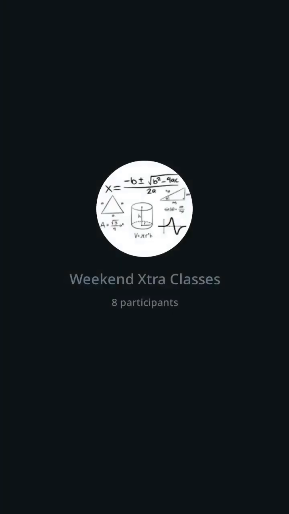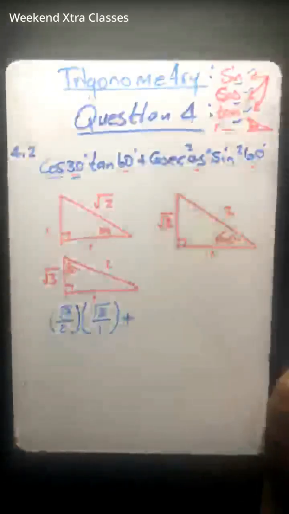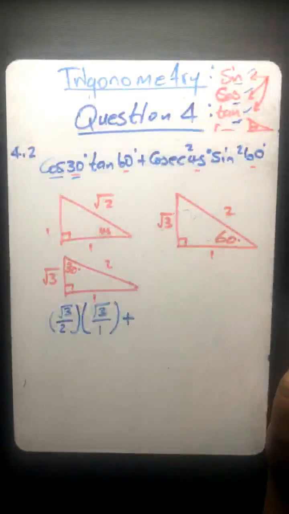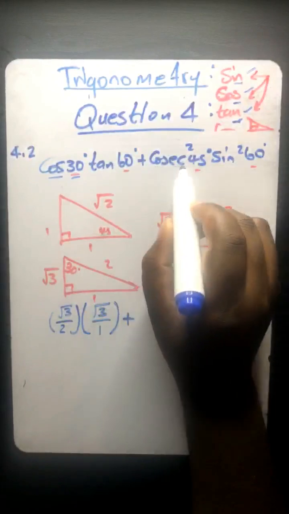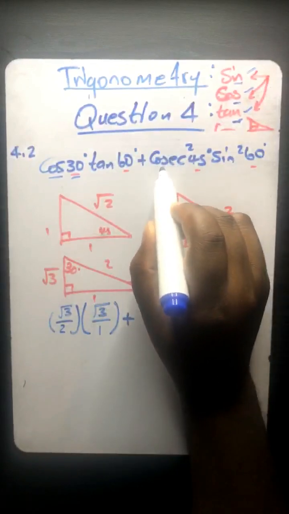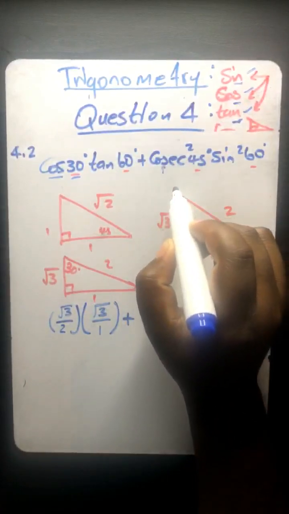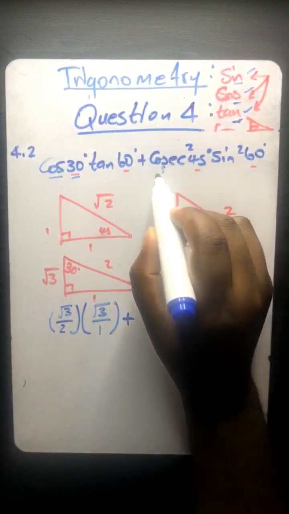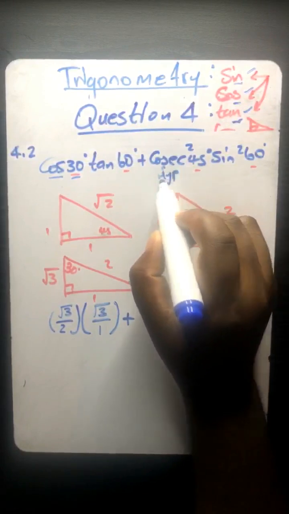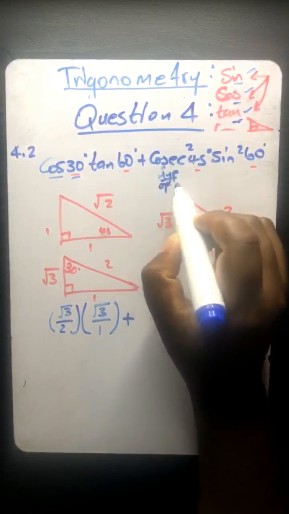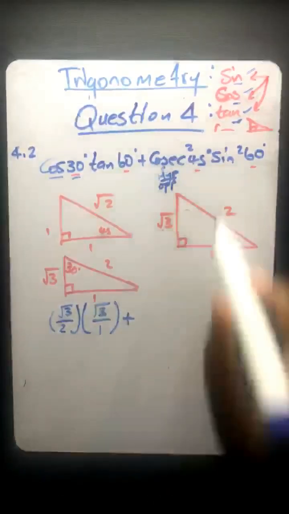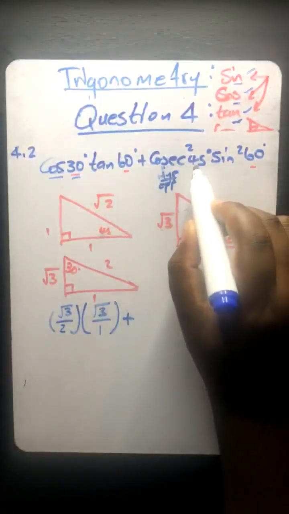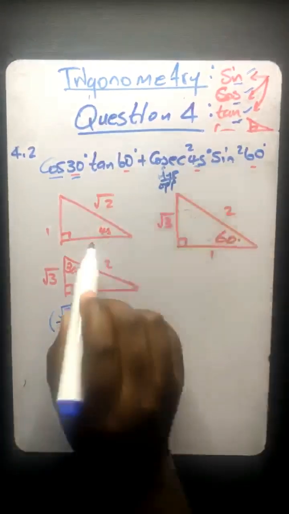Then you say plus, you come to this one, cosec 45. So you need to remember what the cosec for this one is. It is for sine, and sine we know is opposite over hypotenuse. So that means it's going to be hypotenuse over opposite, being the ratio for cosec. So now it's cosec looking at an angle being 45. So this is where we look at.